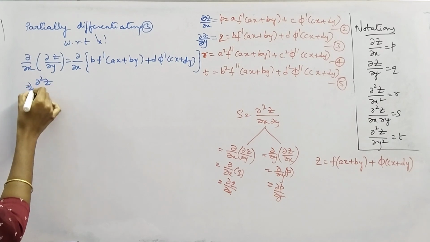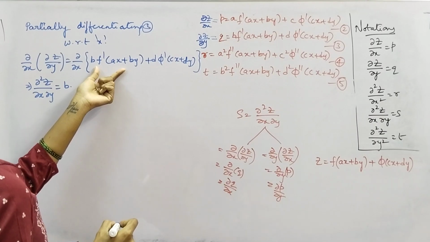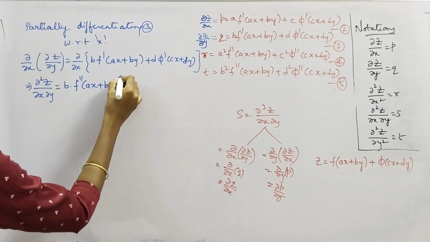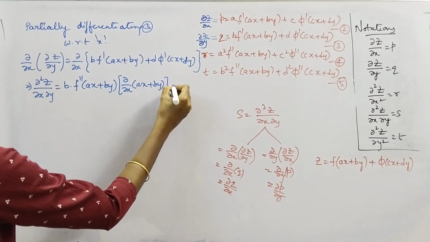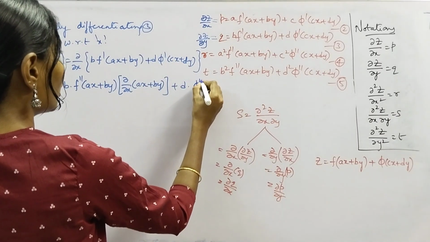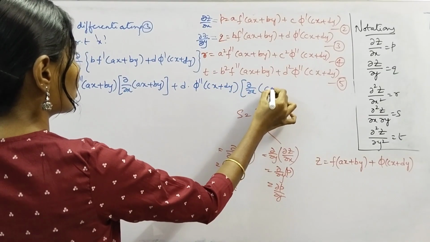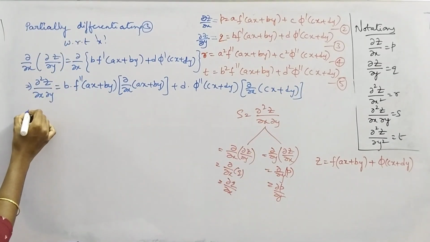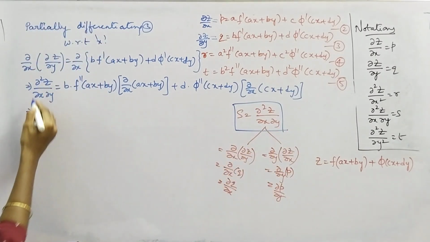This gives us ∂²z/∂x∂y equal to b into the partial derivative of f' of (ax+by), which is f'' of (ax+by) into the inner derivative ∂/∂x of (ax+by), plus d into the partial derivative of φ' with respect to x, which is φ'' of (cx+dy) into the inner derivative ∂/∂x of (cx+dy). Here we are partially differentiating with respect to x, so we'll treat y as constant. Since ∂²z/∂x∂y equals s, just replace it by s.